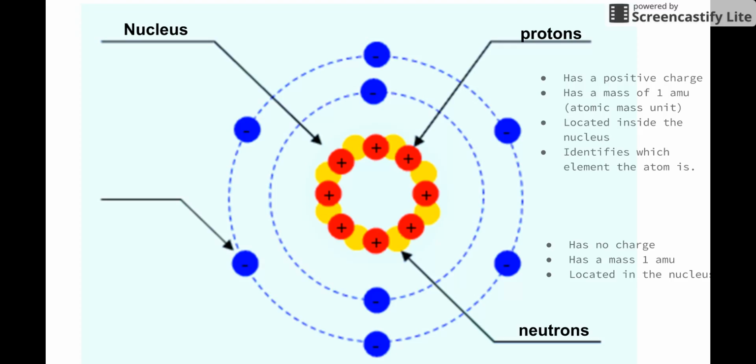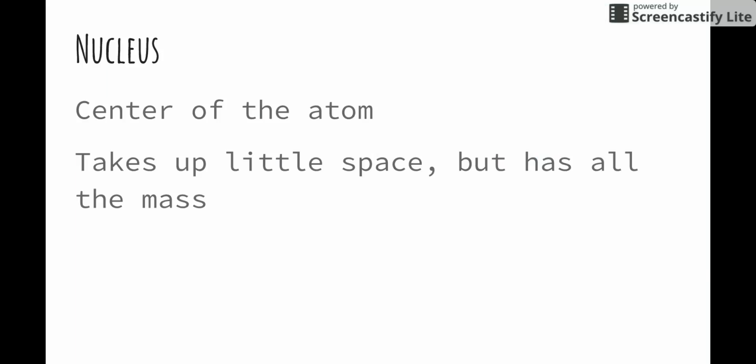The particles we've gone over so far, the protons and neutrons, are all located in the nucleus. And the nucleus is the center of the atom. Just like the nucleus of a cell contains DNA, which is the identifying material, the nucleus of an atom contains the protons, which are the identifying material of an atom. The nucleus itself actually takes up very little space, but it has nearly the entire mass of the atom.